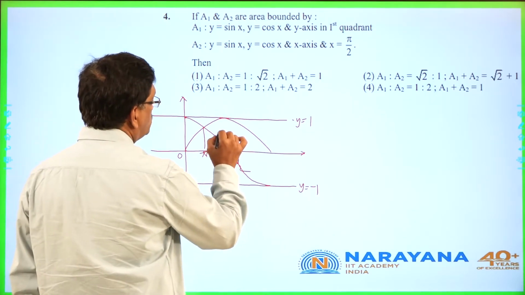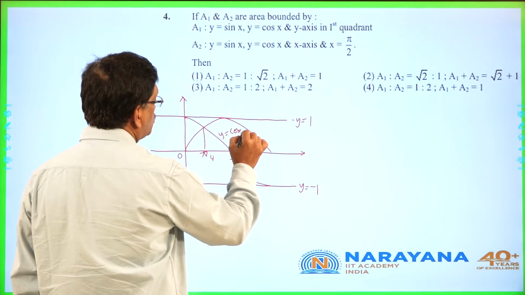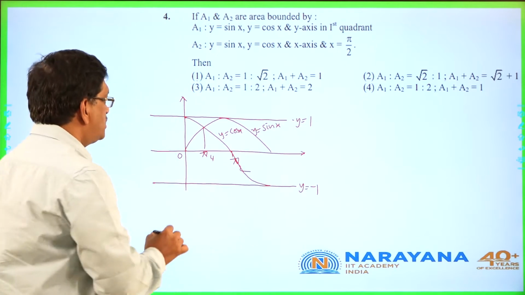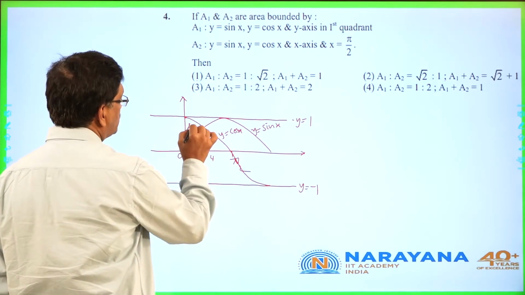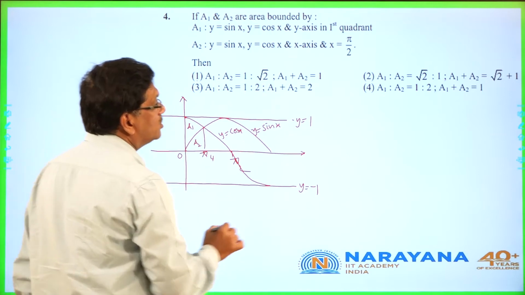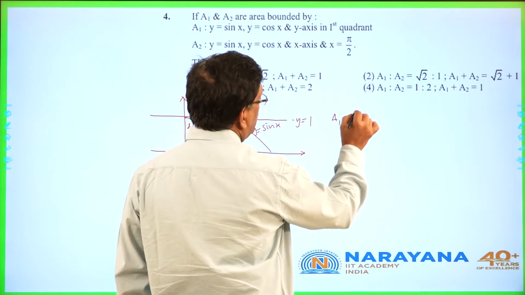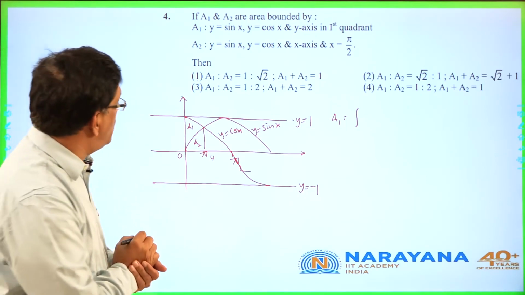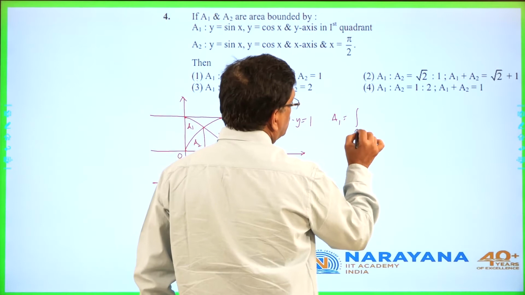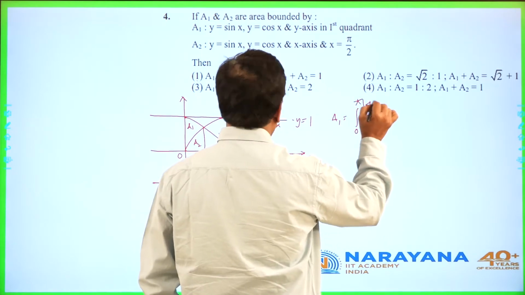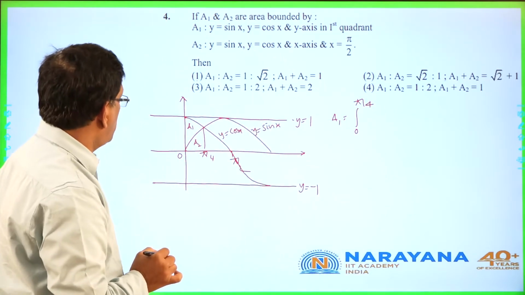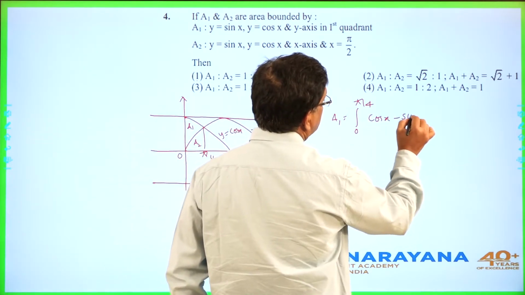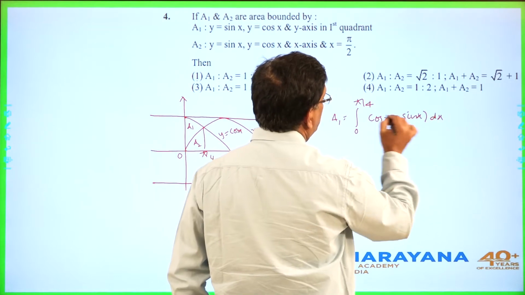So we know this is y equal to cos x. This is y equal to sin x. This is A1 he has given. This is A2. So A1 is between 0 to pi by 4 with y axis, area bounded, upper curve 0 to pi by 4 only, right? So it is the integral of cos x minus sin x dx.